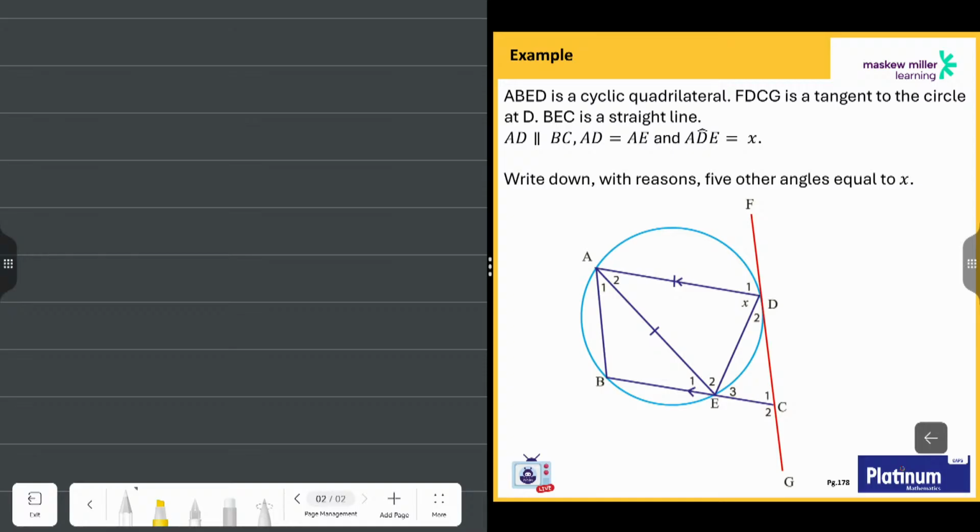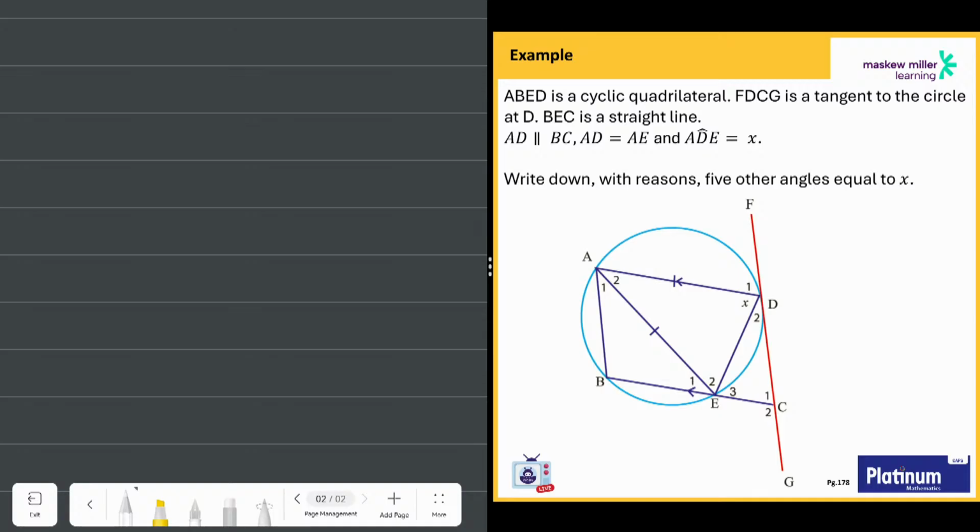ABED is a cyclic quadrilateral. FDCG is a tangent to the circle at D. BEC is a straight line. They also give us parallel lines, AD parallel to BC, and they tell us that AD is equal to AE. And then they also tell us that angle ADE is equal to x.